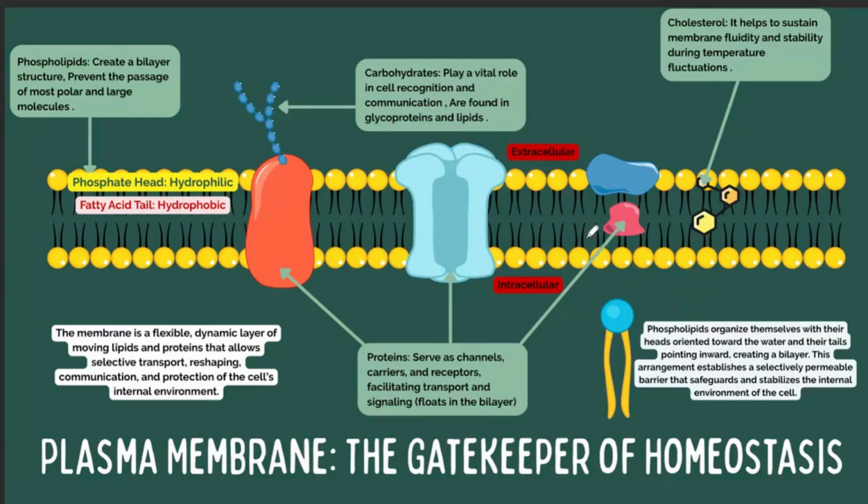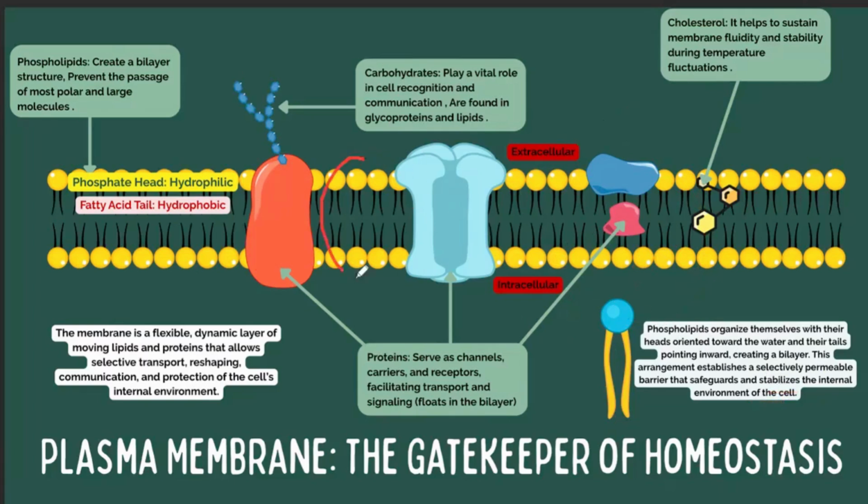And inside, it's meant to be hydrophobic, so it can be what we call selectively permeable, which basically means it only allows certain things to go in and out. And they're there to basically stabilize the internal environment of the cell.